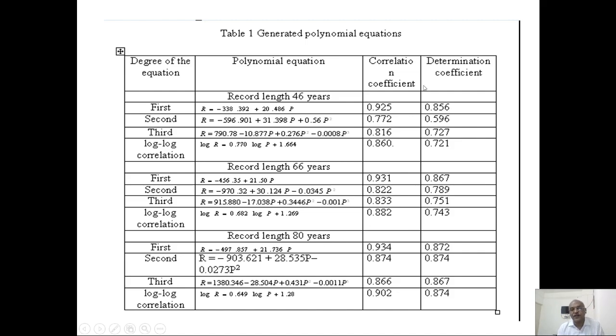Similarly, for all the values, we obtain the correlation coefficient here. These are the correlation coefficients for the 46 years: first degree, second degree, third degree, and log-log correlation. Then the correlation coefficients for the 66 years of rainfall, and for the 80 years of rainfall, for different orders of the polynomial. Similarly, determination coefficients are also obtained in the same way.